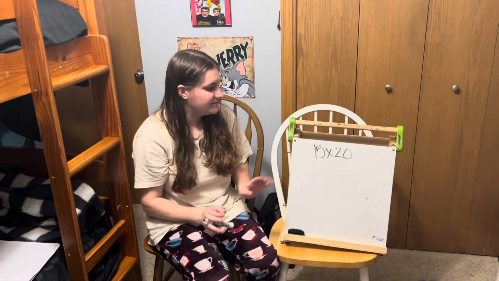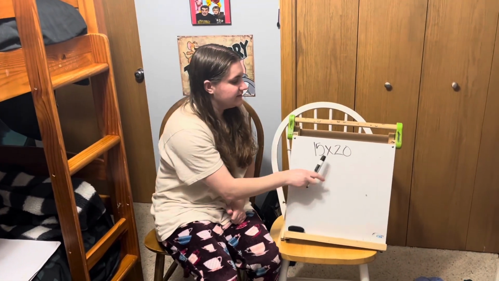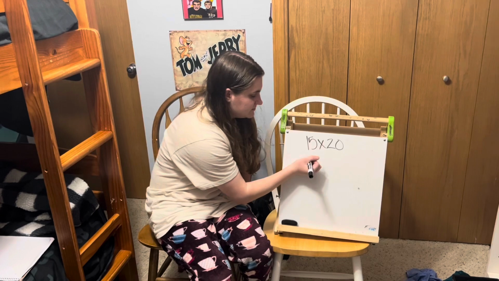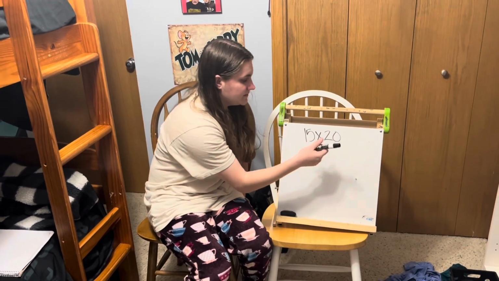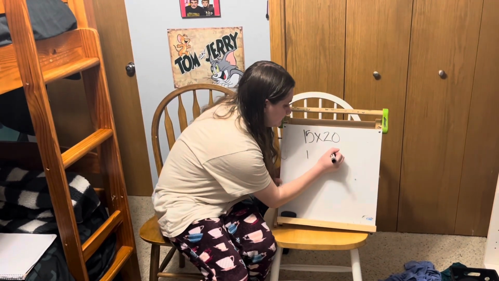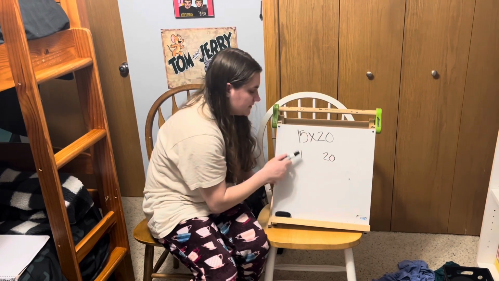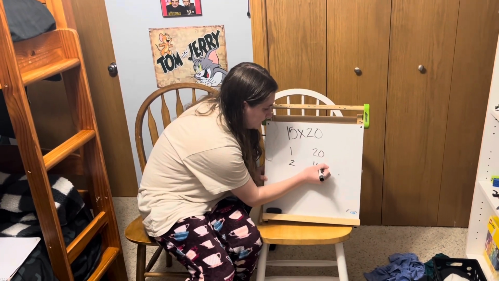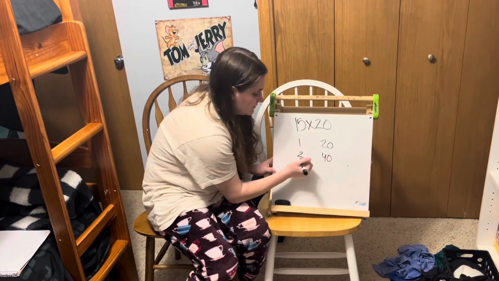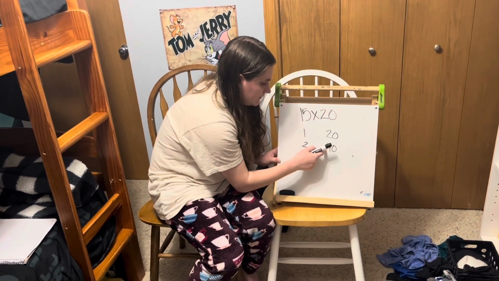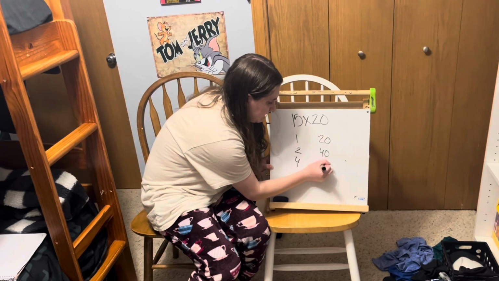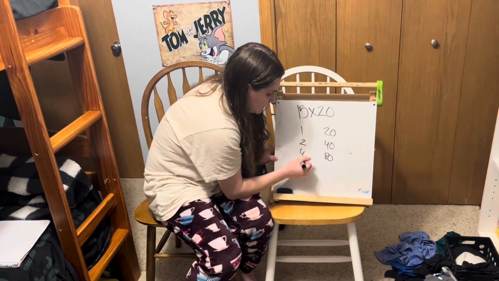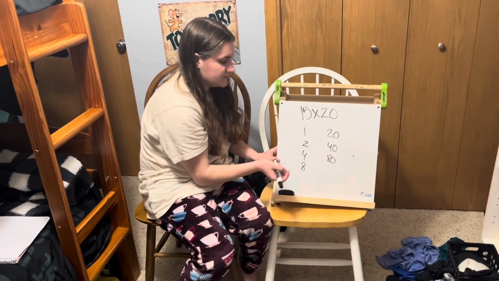Okay, so we're going to be doing one more problem. It's going to be 15 times 20. So we're going to do the 1. 1 times 20 is 20. 1 times 2 is 2. 20 times 2 is 40. 2 times 2 is 4. 40 times 2 is 80. And then we're going to go to 8, because 4 times 2 is 8.